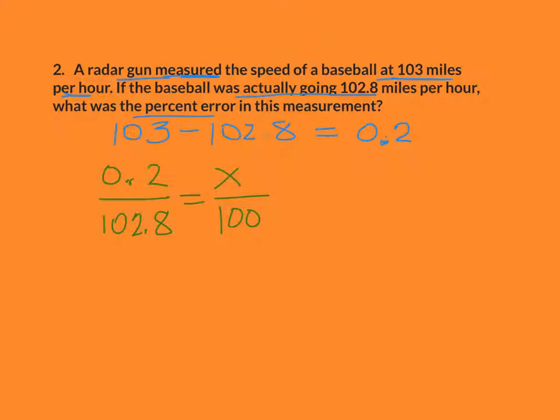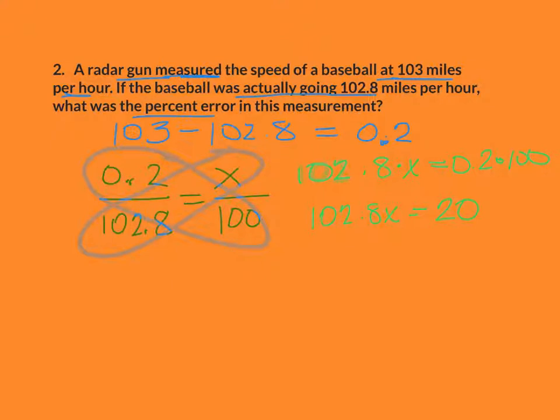I, as always, am going to be cross-multiplying. So that means I'm going to have 102, whoops, that is still in my highlighter, 102.8 times x equals 0.2 times 100. So 102.8 times x, of course, is 102.8x, and that is equal to 2 tenths times 100 is 20.